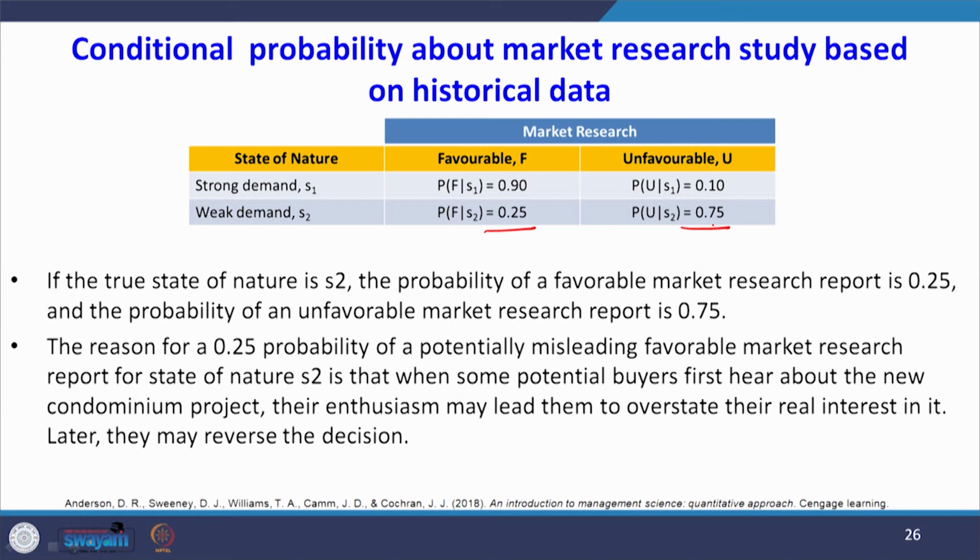The reason for a 0.25 probability of a potentially misleading favorable market research report for state of nature S2 is that when some potential buyers first hear about the new condominium project, their enthusiasm may lead them to overstate their real interest in it. Later, they may reverse the decision. That is why we are getting 0.25. As I told you, this is our type 2 error, beta. This is your alpha, the type 1 error.